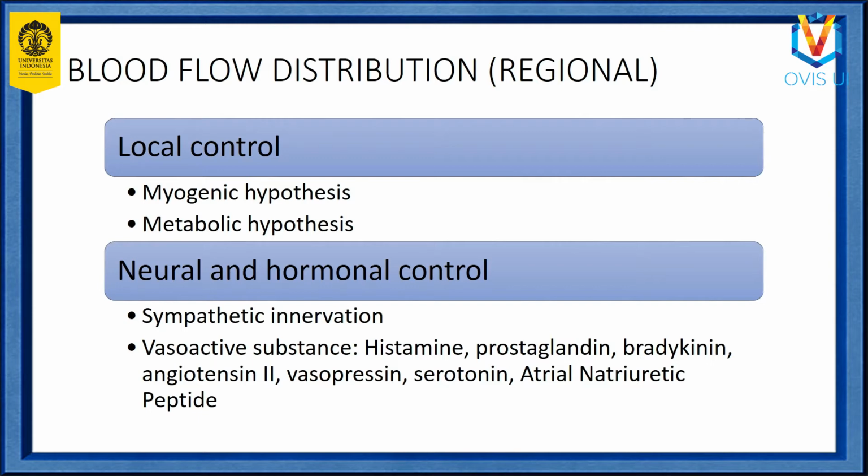Most systemic arterioles are innervated by sympathetic neurons. Tonic discharge of norepinephrine from sympathetic neurons helps maintain myogenic tone of arterioles. Among the hormones with significant vasoactive properties are atrial natriuretic peptide and angiotensin II. During exercise, blood flow to the working muscles is mostly influenced by local control, while changes in other systems of the body is regulated by neural and hormonal control.